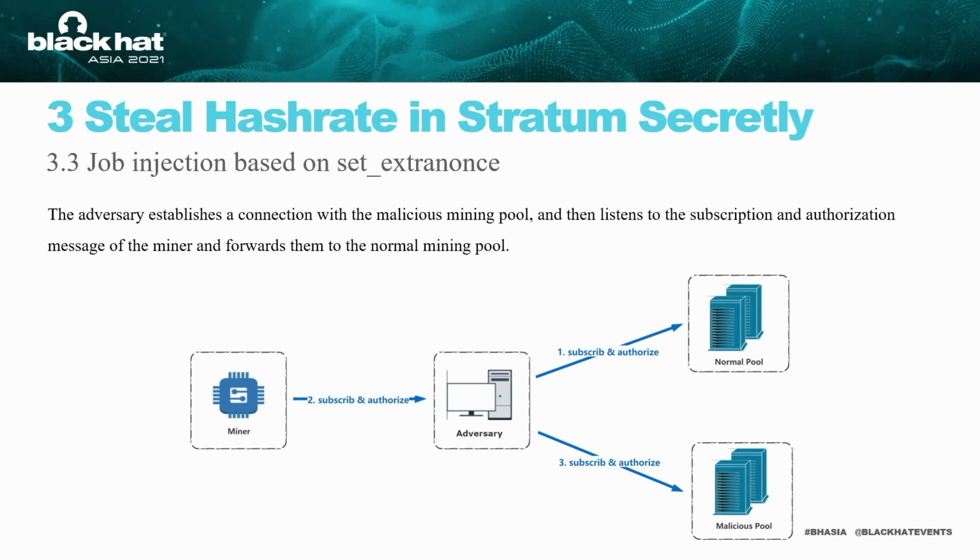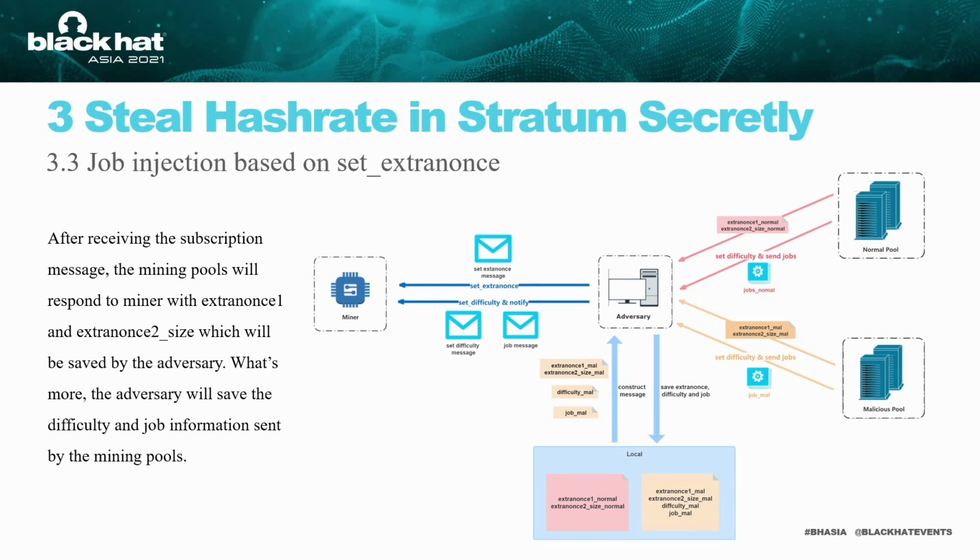The adversary establishes the connection with the malicious mining pool and then listens to the subscription and authorization messages of the miner and forwards them to the normal pool. After receiving these messages, the mining pool will respond to the miner with extranonce 1 and extranonce 2 sets, which will be saved by the adversary. And the adversary will also save the difficulty and the job information sent by the mining pools, both the normal pool and the malicious pool.